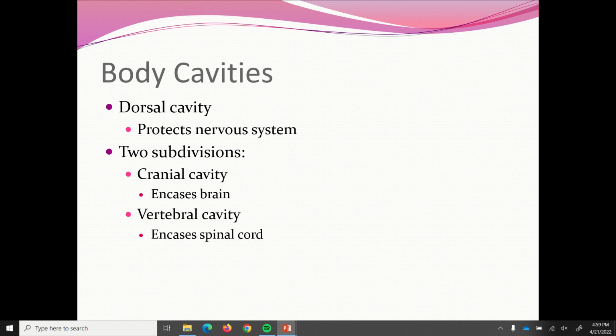So the first body cavity is the dorsal cavity on the back, and it protects the nervous system. The cranial cavity will encase the brain, and the vertebral cavity will encase the spinal cord. Membranes around the dorsal cavity are called meninges.